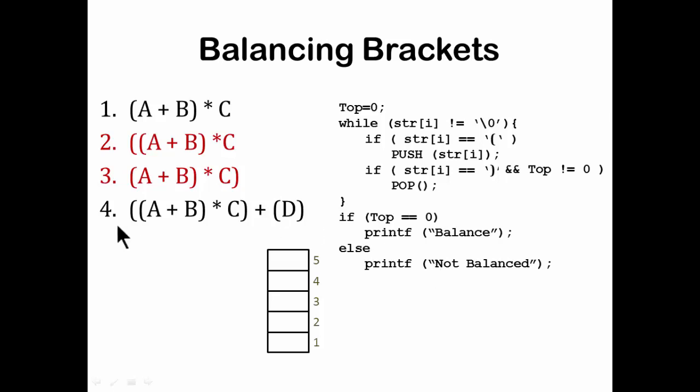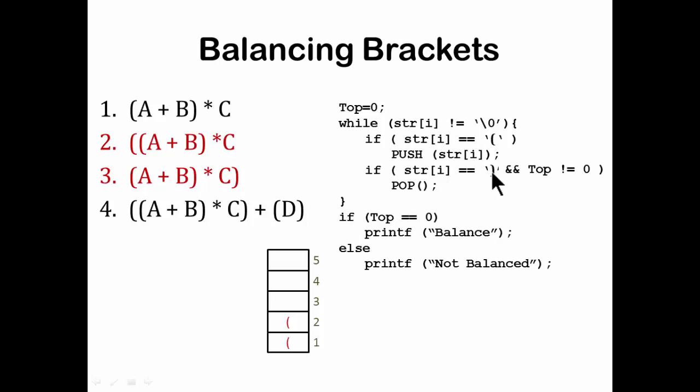Okay. Let's look at the fourth condition now. In the fourth condition, you have a left parenthesis, so a push operation is called. Then you have another left parenthesis, and another push operation is called. Then for A, plus and B, nothing will happen. There is a right parenthesis.